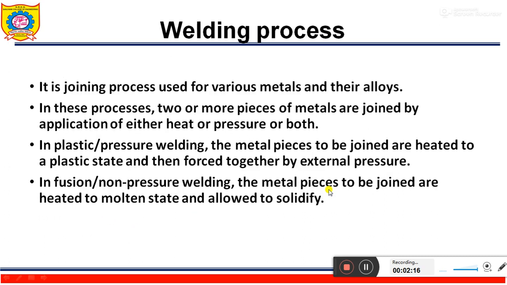What is the welding process? It is the joining process used for various metals and their alloys. In this process, two or more pieces of metal are joined by application of either heat or pressure, or both. In plastic pressure welding, the metal pieces to be welded are heated to a plastic state and then forced together by extreme pressure. In fusion or non-pressure welding, the metal pieces to be joined are heated to a molten state and allowed to solidify.